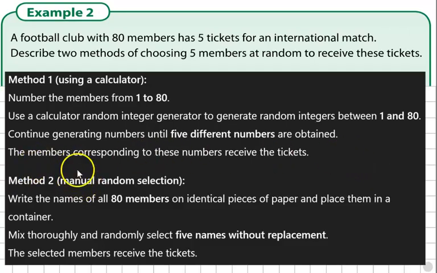Method 2, manual random selection. Write the names of all 80 members on identical pieces of paper and place them in a container. Mix thoroughly and randomly select 5 names without replacement. The selected members receive the tickets.